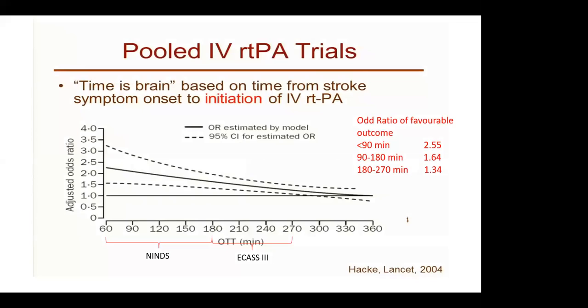This is the pooled IV thrombolysis trials, showing that time is brain, based on the time from stroke symptom onset to the initiation of IV rtPA. You can see, based on the odds ratios, that there is a more favorable outcome in those patients who were given IVT within less than 90 minutes. And beyond that, from 90 to 180 minutes, the outcome reduces.